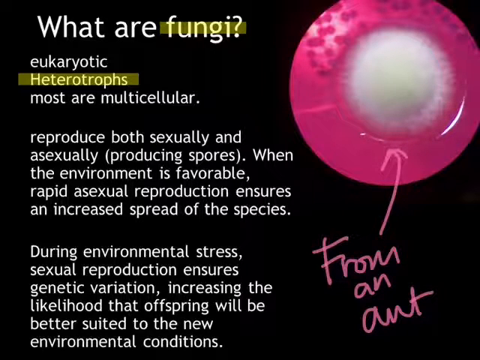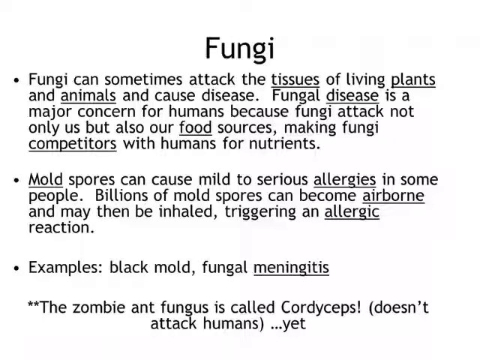Something cool about them is that they can change whether they reproduce sexually or asexually, depending on the environment that's surrounding them. Like bacteria and viruses, fungi can be pretty nasty pathogens. They infect plants a lot, which of course are our food sources. Mold spores can cause allergies. Black mold, fungal meningitis is bad news. The zombie ant fungus is a fungus. It's called cordyceps. And of course, we know the story of that one. Terrible fungus that changes the behavior of ants and eventually eats their brain and kills them.